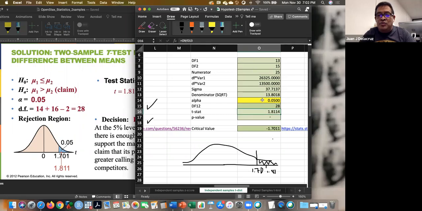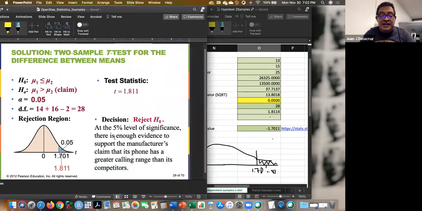So we were able to input the data and find the T statistic, which is this value. And this is the critical value. Remember, the critical value is the value that separates the non-rejection from the rejection region. And in this case, the T statistic falls within the rejection region. So at the 5% level of significance, there is enough evidence to support the manufacturer's claims that the phone has a greater calling range than its competitors.